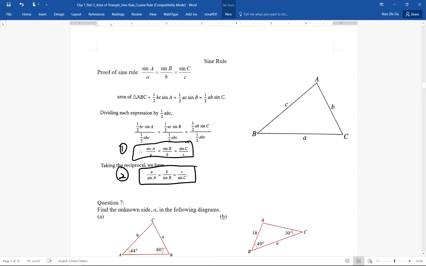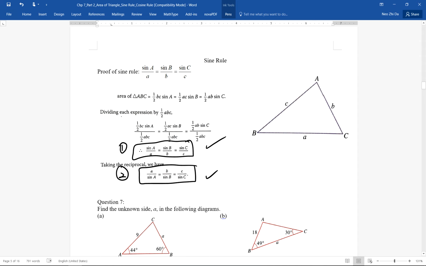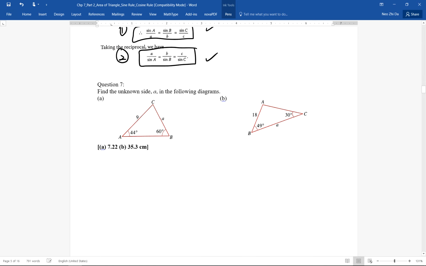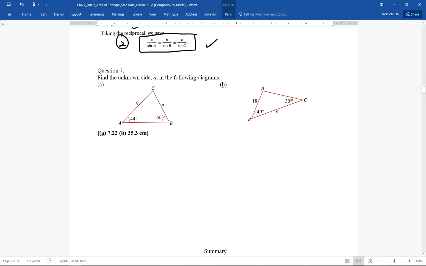So, when do you use number 1? Okay, if the question requires you to find the angle, then you will use the first one. If the question requires you to find the side, then you will use the second one. Okay, so using 7A and B as an example, I will show you. Okay, so how is it applicable?